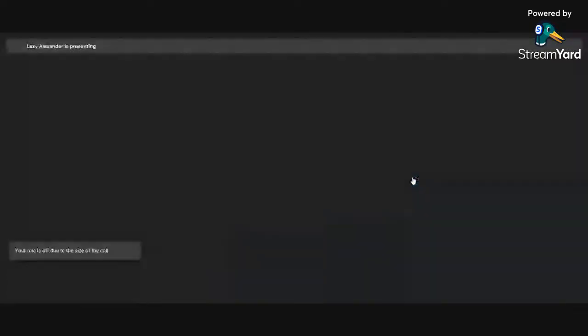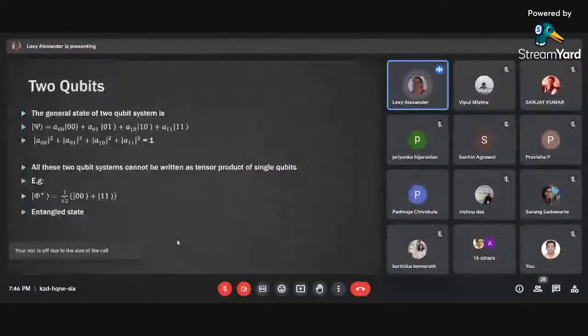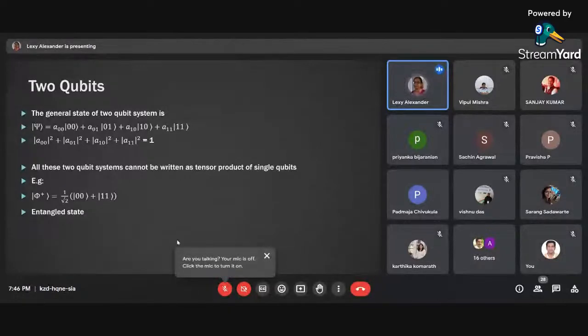Square is equal to 1. So this is the condition for a general 2-qubit system. Unlike what we derived earlier as a tensor product of two single qubits, not all 2-qubit systems can be written as a tensor product of single qubits.